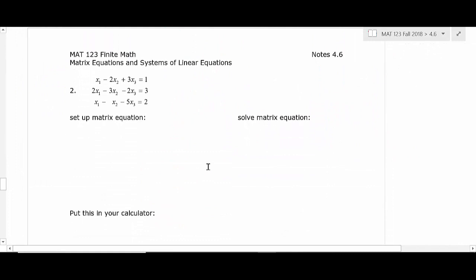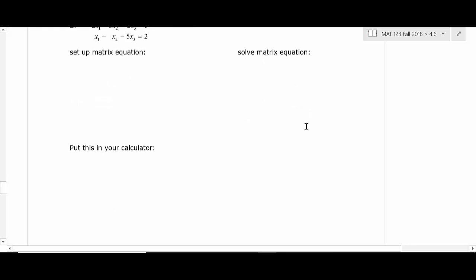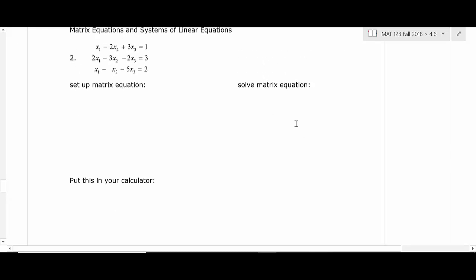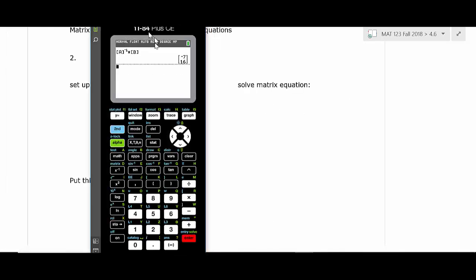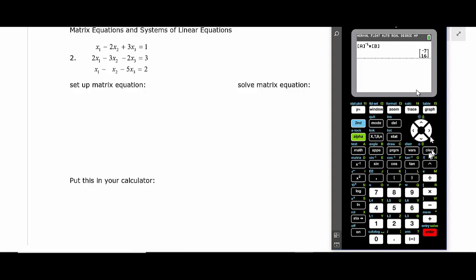I want you to do this one on your own. So write down the matrix equation, get your calculator out and see if you can solve that and see if you get an answer. Okay, it could be no solution possibly on this. Could be infinite solutions. You'll just have to put it in and see. So go ahead and kind of get everything written out. While you're doing that, I'm going to get everything put in my calculator.